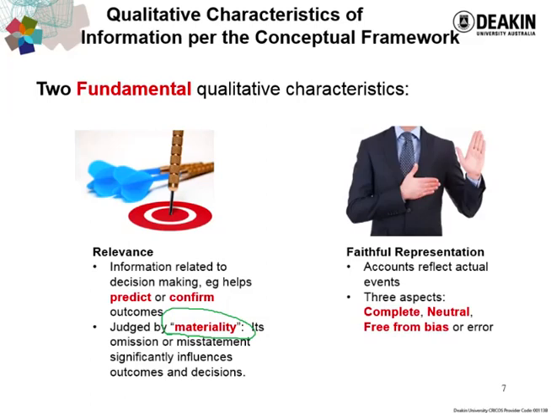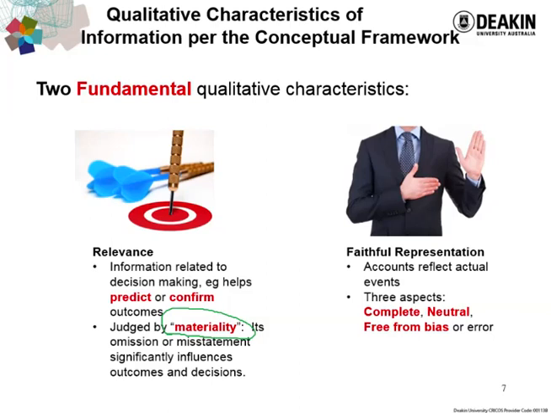The second criterion is faithful representation. It means accounts reflect actual events or transactions. And there are 3 important elements here. Completeness. Completeness means adequate or full disclosure of all necessary or relevant information. And note that we do not expect companies to disclose every single piece of information. That is not possible and it will be too costly to do so. But we do expect companies to disclose all necessary or relevant information.